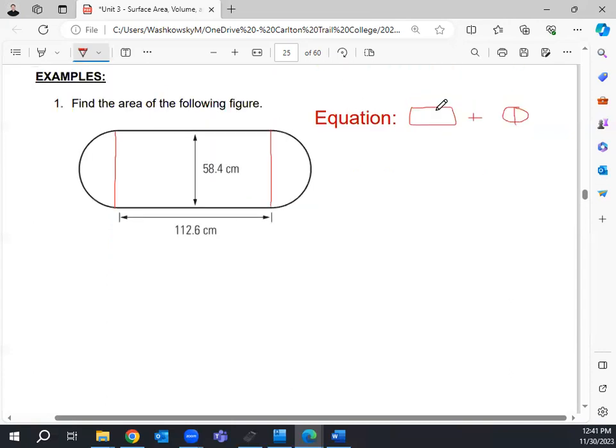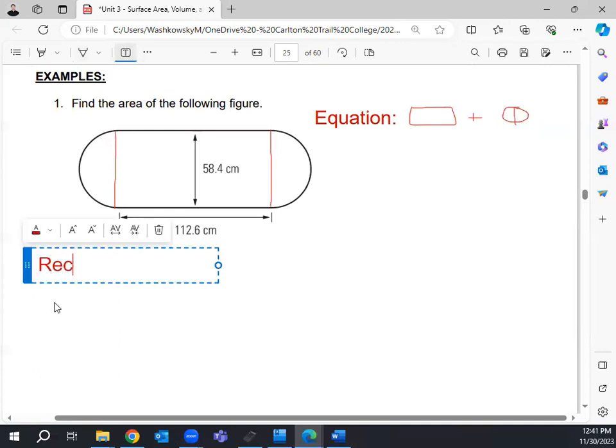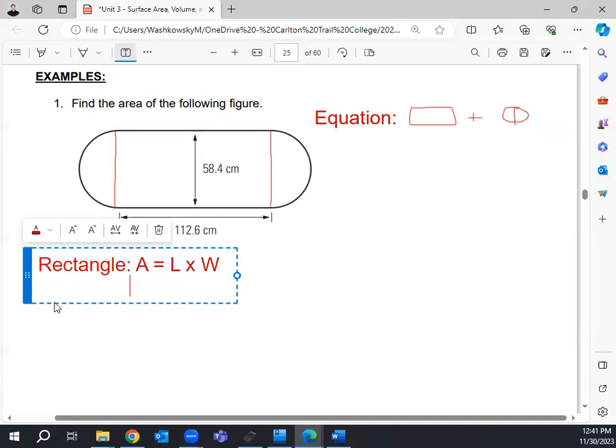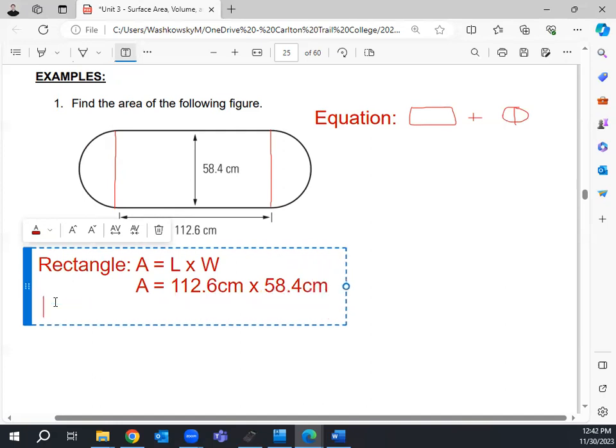So that's our equation, literally rectangle plus circle. So let's do my rectangle. What's my formula for a rectangle again? A equals length times width. What's my length? 112.6 centimeters times my width, which is 58.4 centimeters.